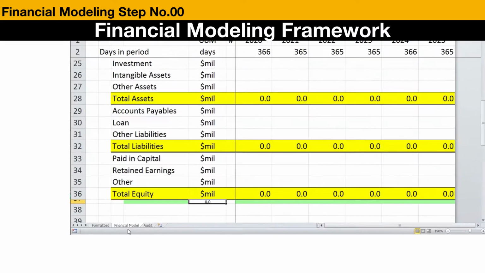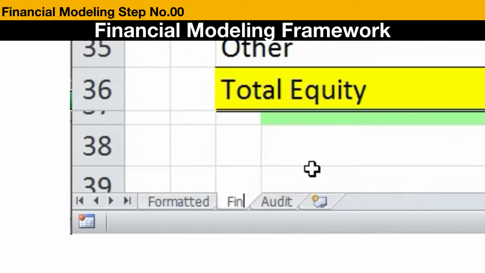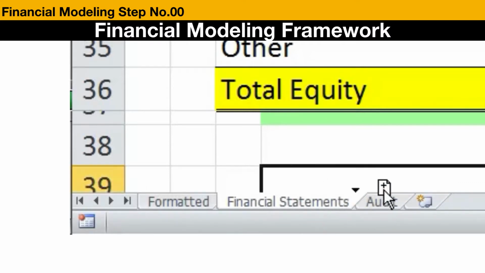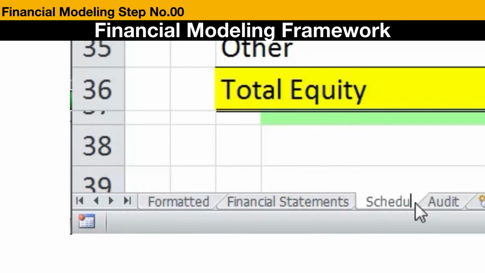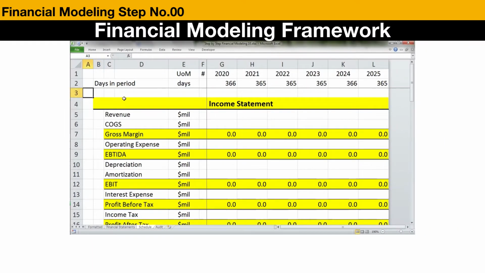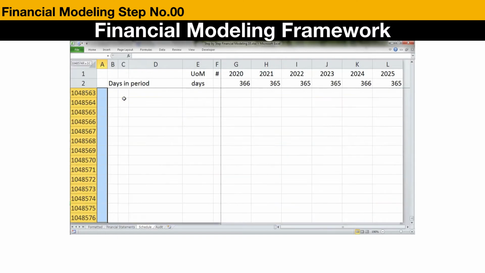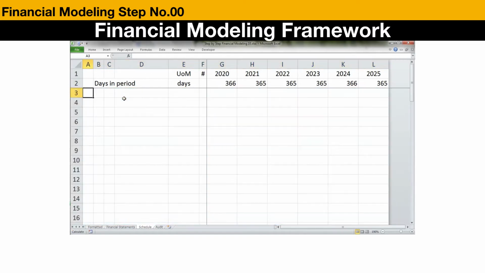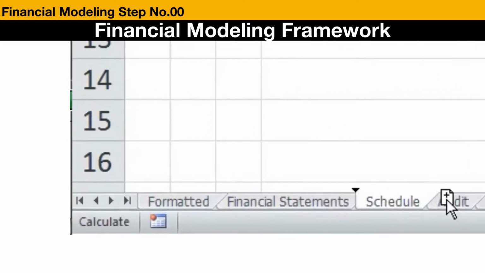As per the framework, we create dedicated tabs for schedules, engines, and financial statements. First, change the name of the tab containing financial statements to financial statements. Then copy the tab and name it schedule. This tab will be dedicated to schedules. By copying the tab, the same format can be utilized. Delete the whole data, copy it again, and name it engine. Likewise, this tab will be dedicated to engines.